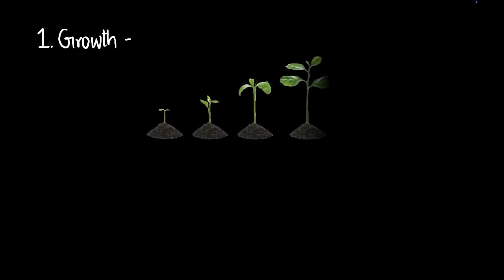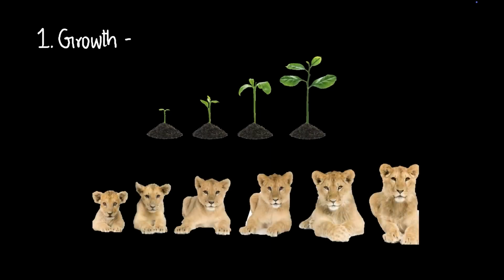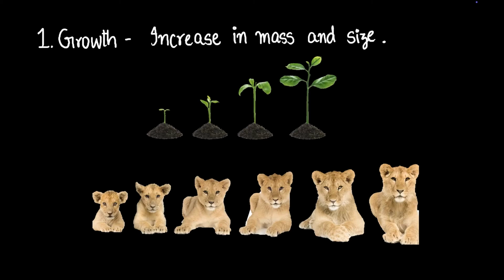First one, growth. Growth is seen across all living organisms in the universe. Look at this plant. Don't you think the sapling is becoming larger and larger with time, right? Or a cub slowly becomes a full-grown lion, right? Growth is the increase in mass and size of an organism. And that is characteristic across all living organisms. So that's point number 1 for our characteristics.